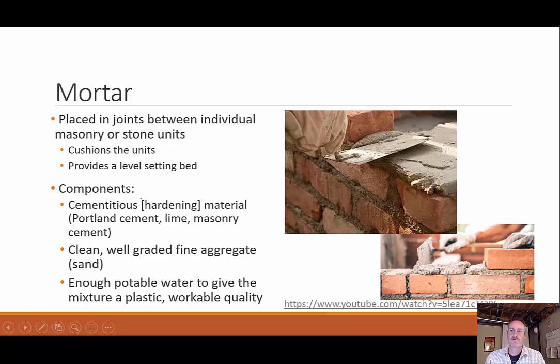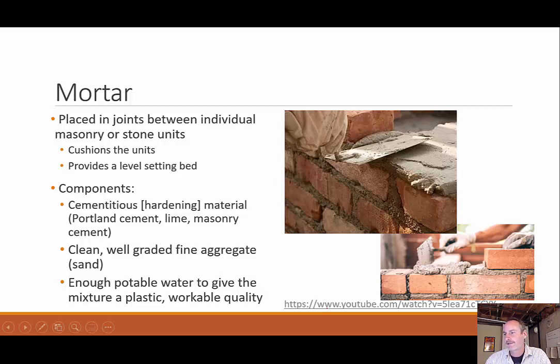If we look at the components of our mortar, the first being the cementitious material, the part that sticks it all together, the part that starts off plastic and fluid and then becomes hard, right? Similar to concrete, its primary component is Portland cement. We also have some lime and some masonry cement in there as well. Our second component would be our aggregate. Now this is clean. We talked about well graded before, different sizes, right? But it's all fine aggregate. This is like sand particles. And then last but not least, we need some water in here. So enough water to give that mixture this workable quality, right?